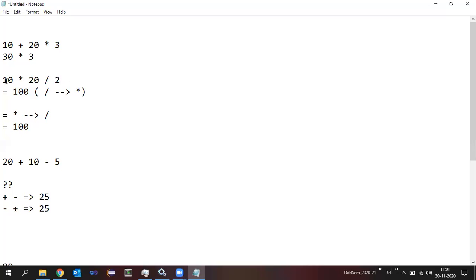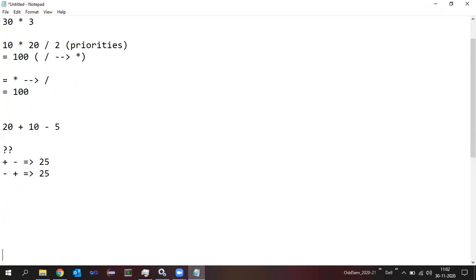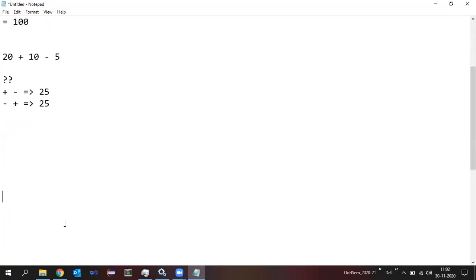Left to right means what? Here, multiplication and division both have the same priorities. I'm using the word priorities, right? Both have the same priority. In such cases, we need to perform from left to right.